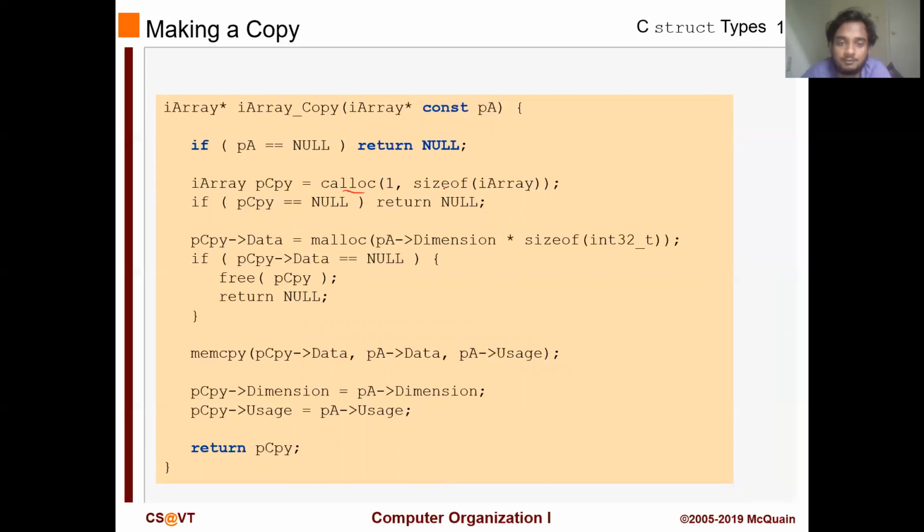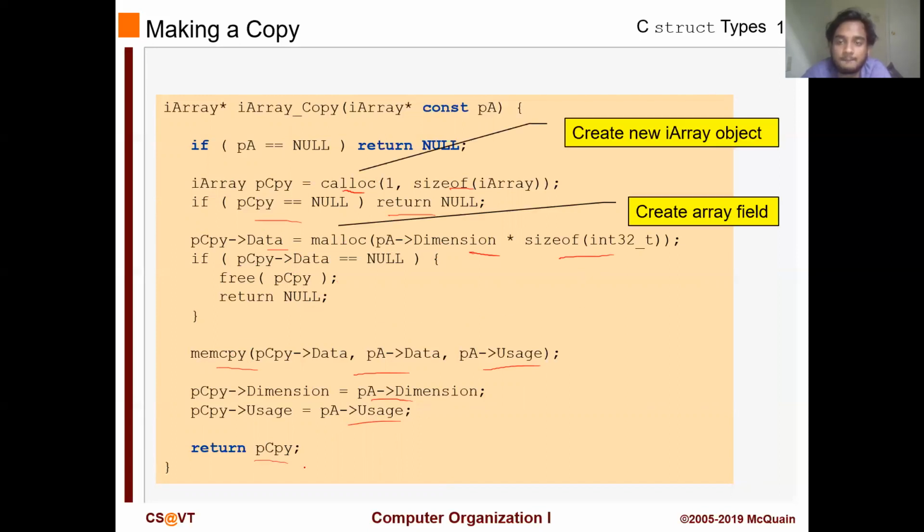At first we are doing a calloc. We are checking whether the calloc failed or not. Then we are doing a malloc of the dimension, and then we are doing a memory copy. They are going to be copied one by one, and then we set the dimension and usage as well.